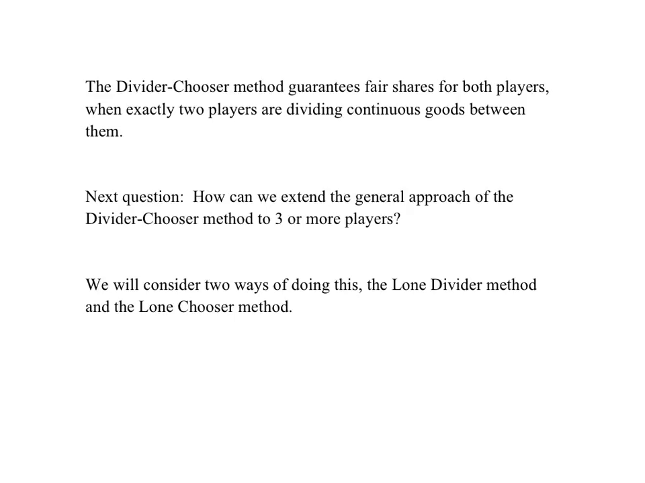Our next question is, how can we take the general approach and logic of the divider-chooser method and extend it to 3 or more players? We'll consider two ways of doing this. One is the lone divider method, the other is the lone chooser method. So the divider-chooser method has one divider and one chooser. The lone divider method is going to say, let's still have only one player who plays the role of divider, and all the rest are, in some sense, choosers. The other approach will be to have just one player who truly plays the role of chooser, and all the rest are doing some kind of dividing. So we'll see how these work.